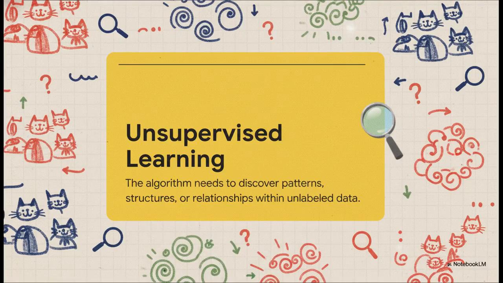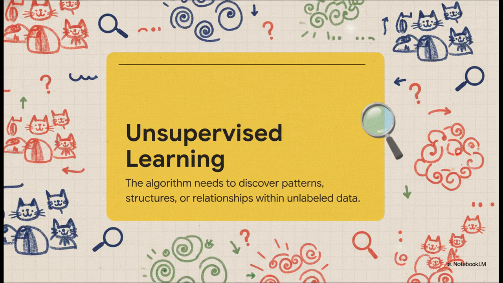So with absolutely no guidance, the machine starts sorting things. It might not know the word cat, but it starts to notice that a whole bunch of these pictures have pointy ears and whiskers, and it groups them together. It uncovers these hidden structures in the data all by itself. Sometimes what it finds is a bit of a black box.